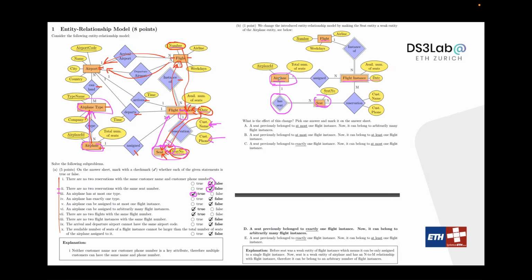you could see which one of the sentences is correct. So essentially, let's look at D. Seat previously belonged to exactly one flight instance. Now it can belong to many flight instances.